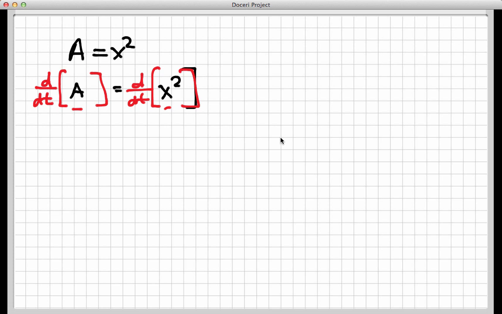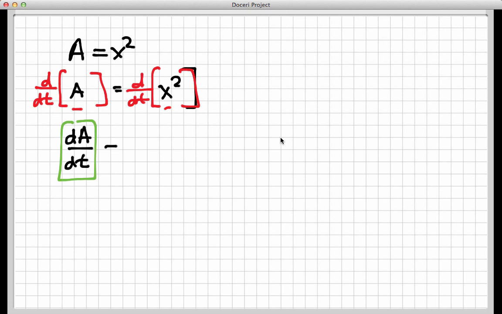So on the left-hand side, the derivative with respect to t of A is just dA/dt. Now we want to keep our eye on that quantity, because that is the rate of change that we're being asked to find. It's how fast the area is changing with respect to time. So I'll keep an eye on that.